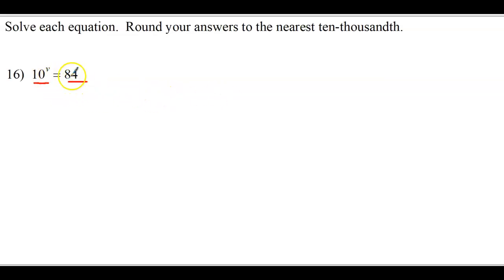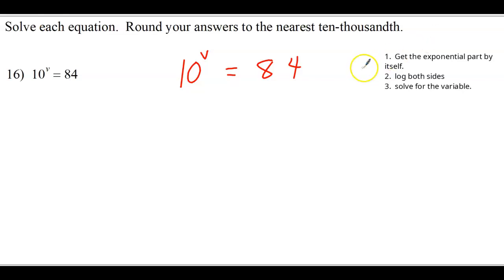There's no way I can get both of these to be a number raised to a power where that number matches on both sides. So when you have an exponential equation like that, the only way to do it is by logarithms. So what are the steps for solving these ones? The first step is to get the exponential part by itself. That's the part where you have a number raised to a power. And as you can see, I've already got that. So the next step is to log both sides.